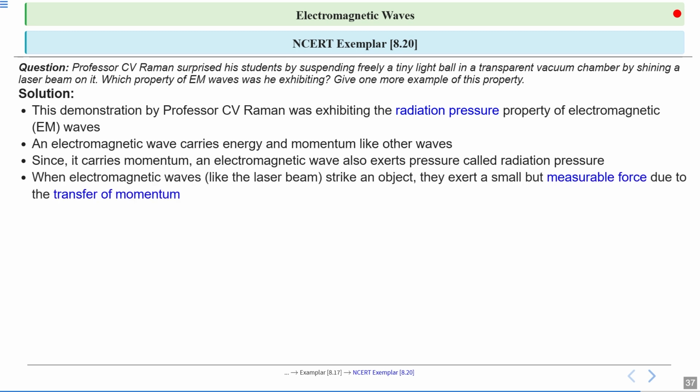When electromagnetic waves like the laser beam strike an object, they exert a small but measurable force due to the transfer of momentum. Since it is exerting pressure, it is exerting force. It is a measurable force, but a very small force, not very large. So it can only lift very light objects like a light ball. It cannot carry a heavy object.